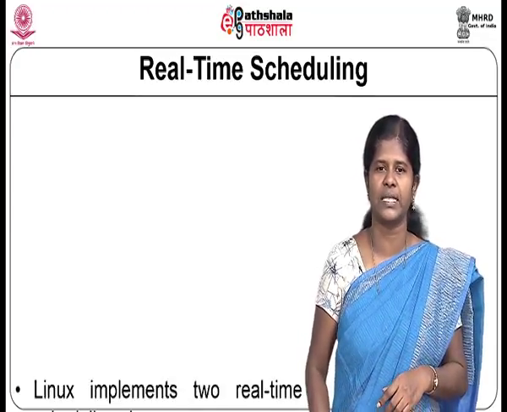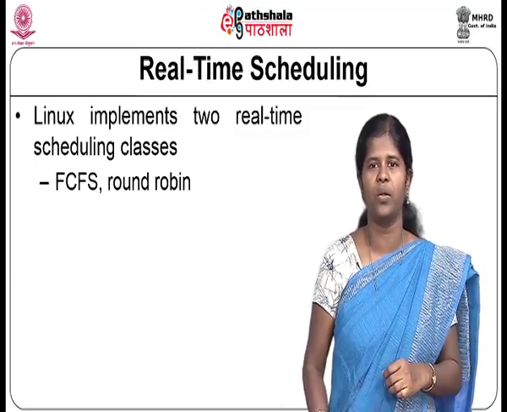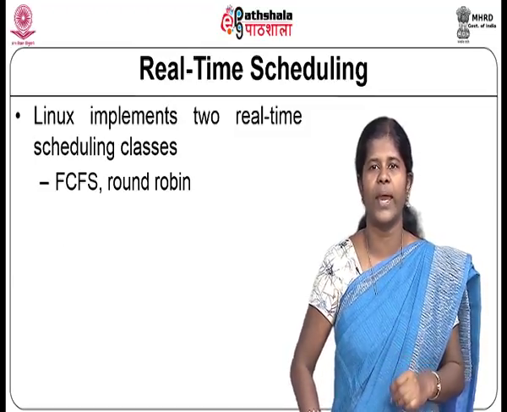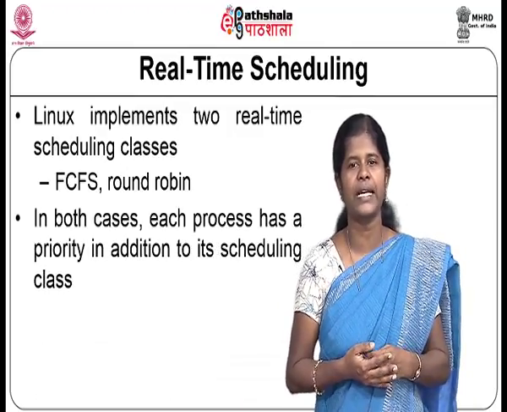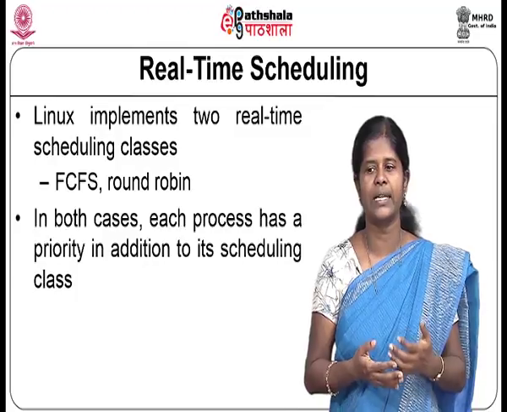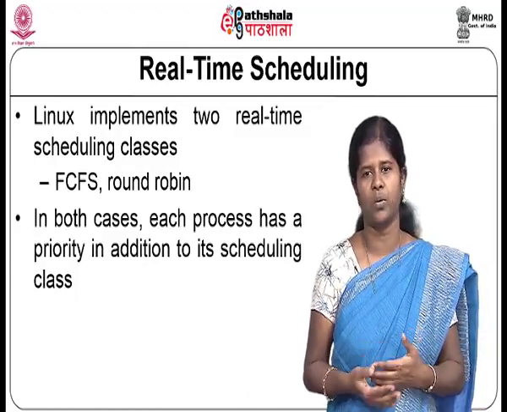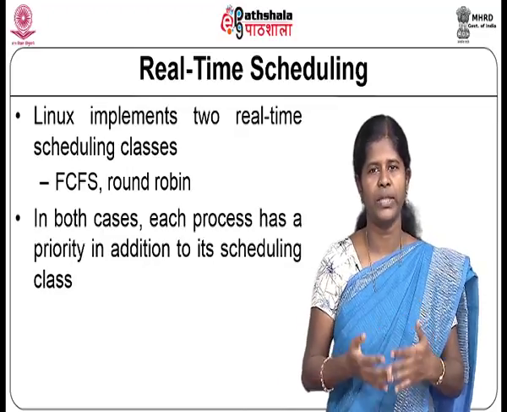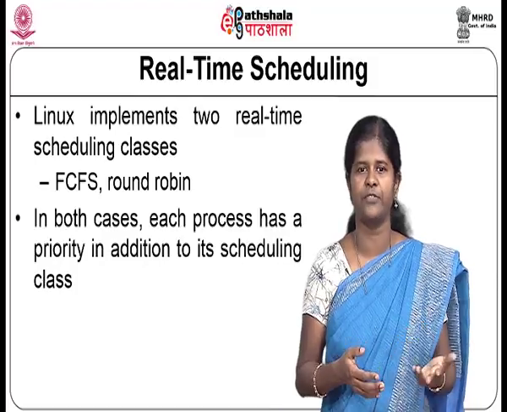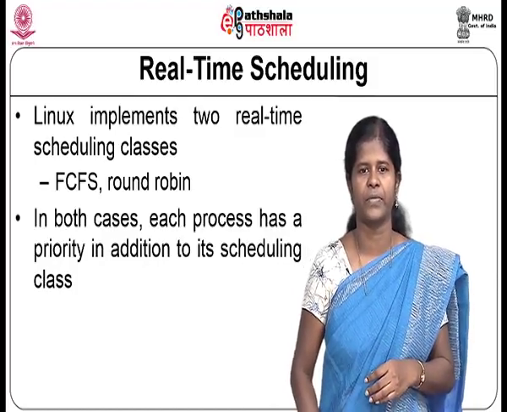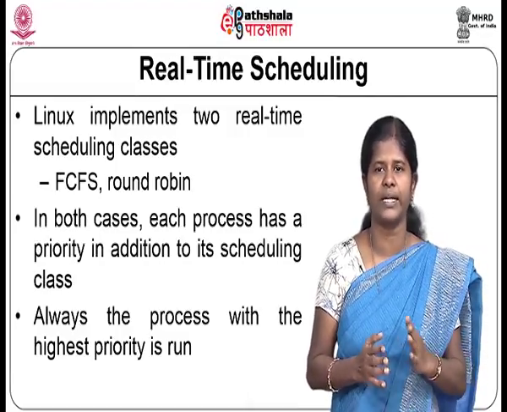So, now that we have seen how non-real time processes are scheduled, we will see how real time scheduling is done when there are real time processes waiting to use the CPU. In the case of real time scheduling, Linux implements two real time scheduling classes. One is first come first served and the other is round robin. In both cases, each process has a priority in addition to the type of scheduling, and always the process with the highest priority is run.